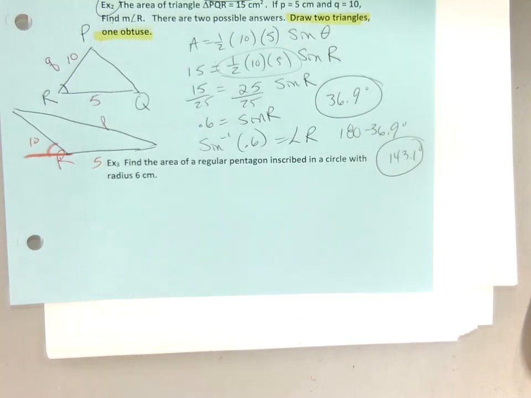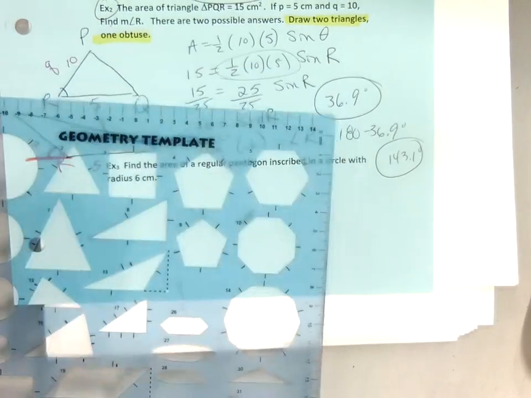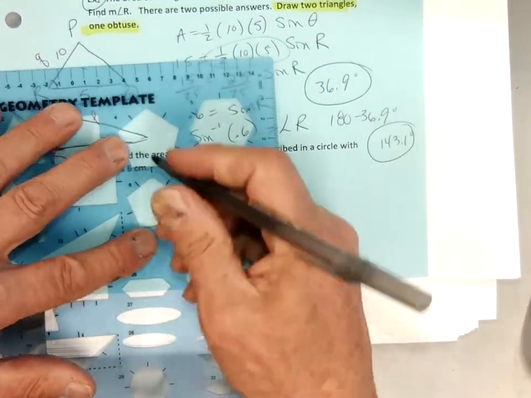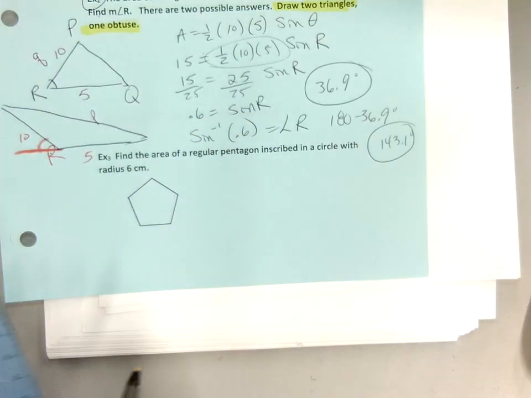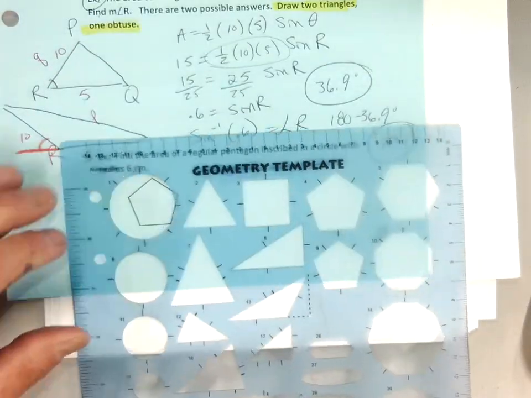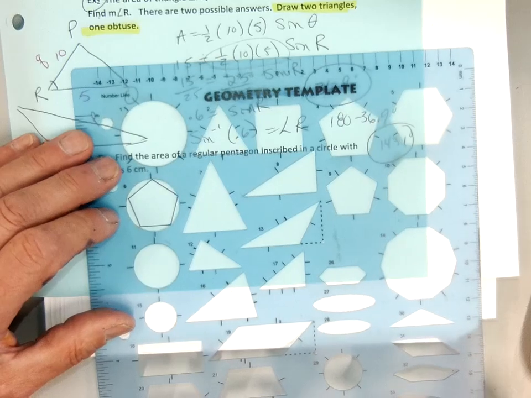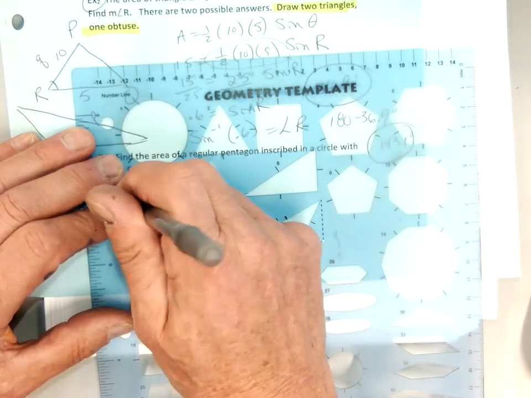Okay, example 5. All right, let's see if I've got my fancy templates. Let's see what this problem's all about. I got a pentagon. It's a regular pentagon, and it's inscribed in a circle. Oh, that's the wrong size. There we go. That's the size I want right there.